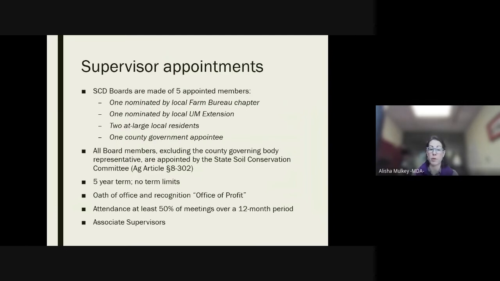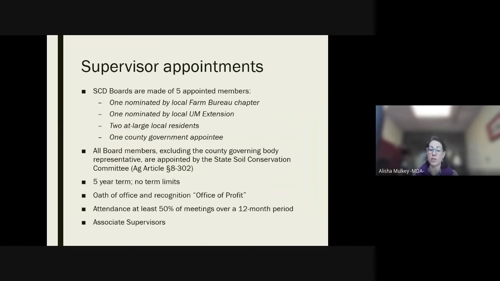Each time a board member is appointed or reappointed, you do have to take a new oath of office, and you do have to make recognition that you're accepting an office of profit within the state of Maryland, again, because you can't hold 2 offices of profit, so we have to avoid those conflicts. There is an attendance requirement for board supervisors to be at least 50% of meetings. So the board meetings are held monthly. You have to attend at least half of those over a rolling 12-month period. If you're unable to attend, then you are automatically disqualified from retaining your seat as a board supervisor.